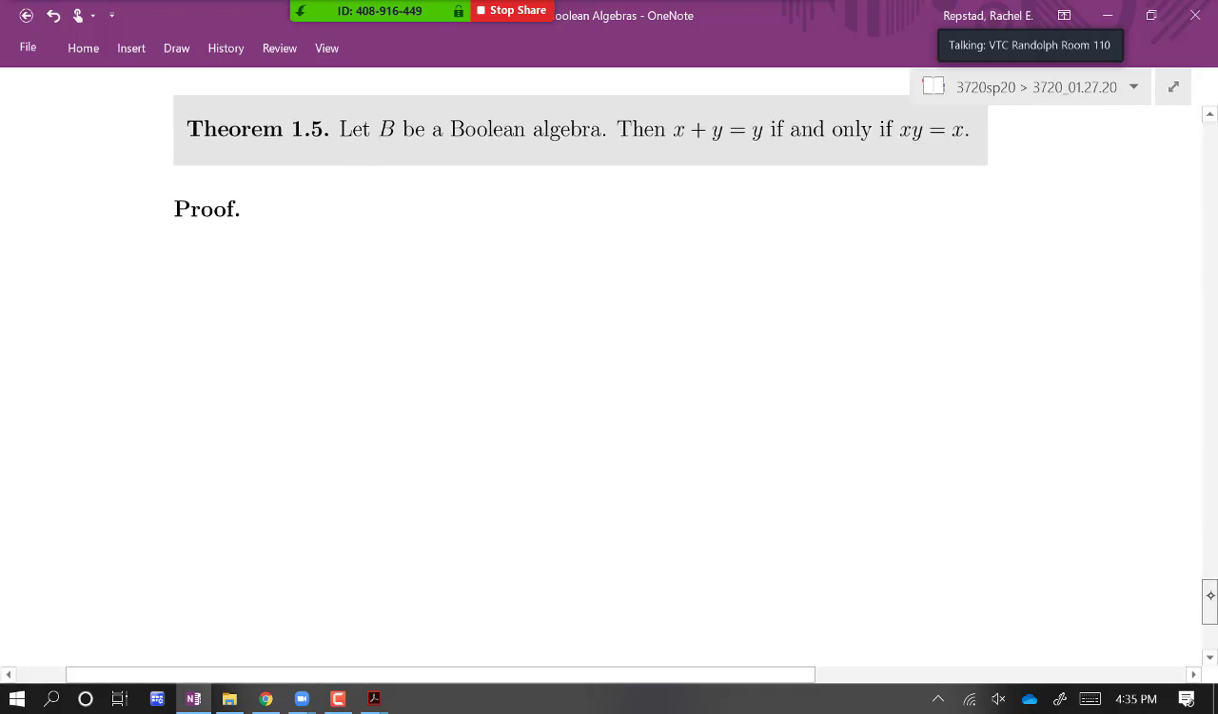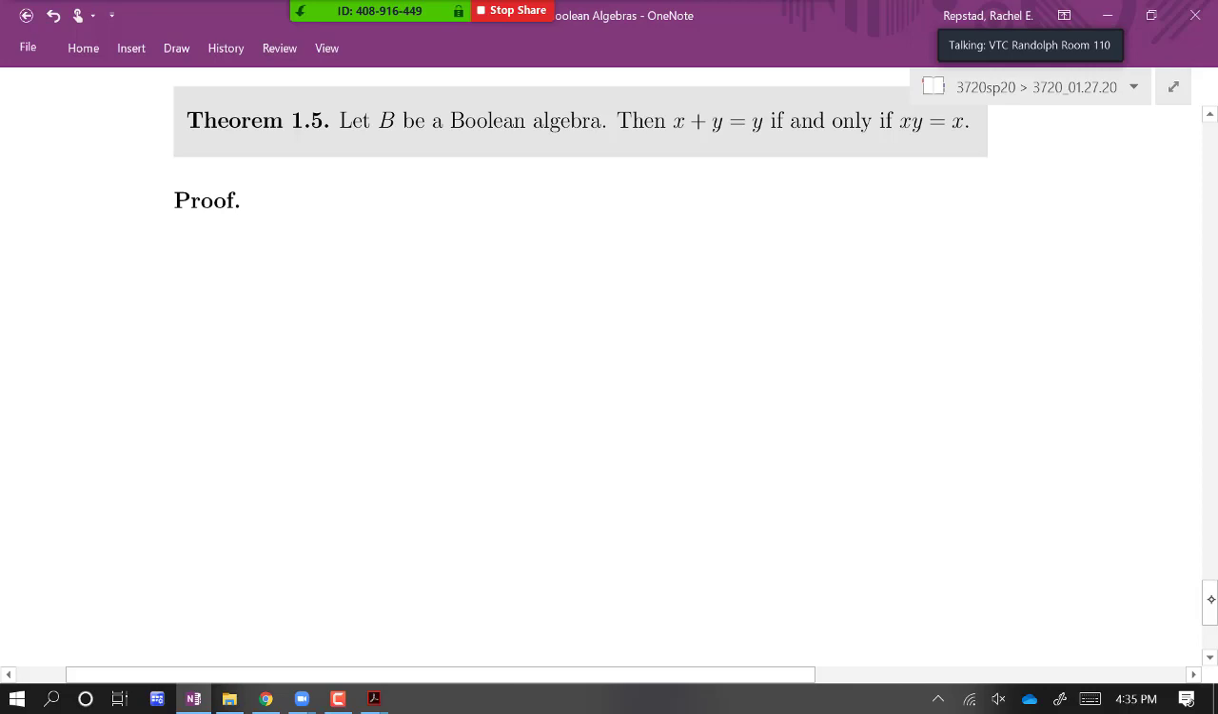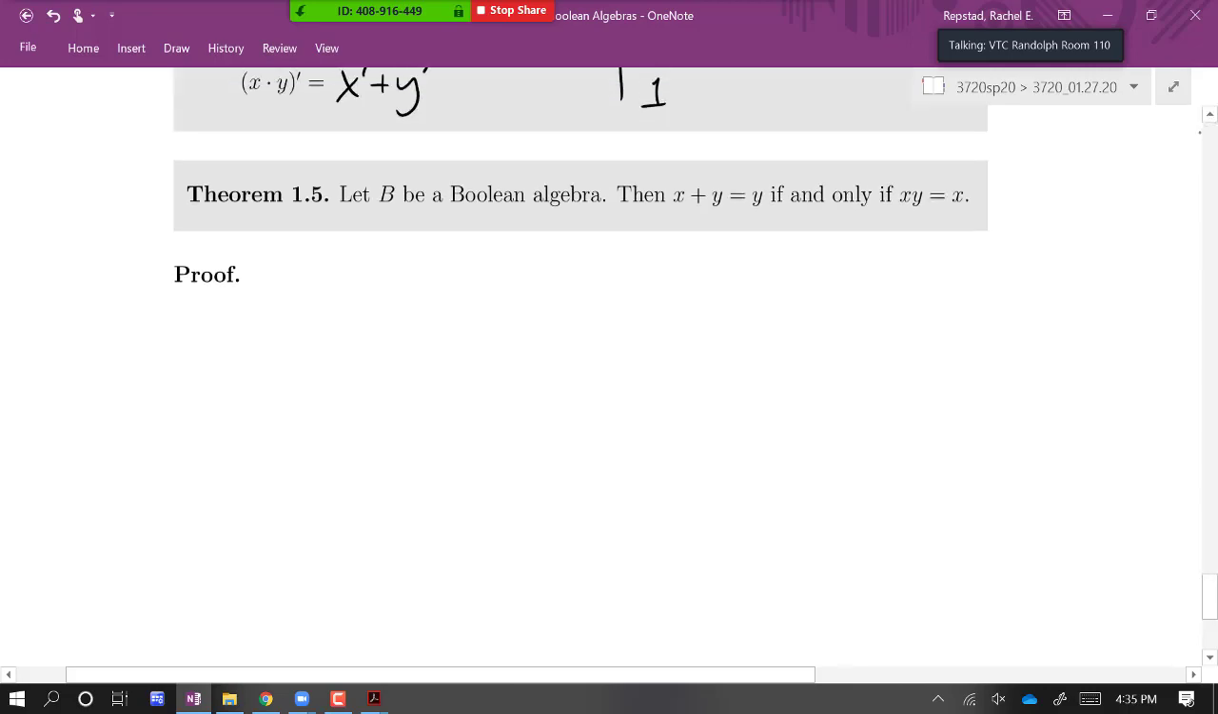We have one more proof to write. So this says we're going to let B be a Boolean algebra, and this one's a great proof. It says then x plus y is equal to y if and only if x times y is equal to x. This is a special, awesome, extra awesome proof because we're going to prove an if and only if, which is also sometimes signified with a double arrow. If you're going to prove an if and only if, you have two proofs to write. You have to write each direction. You have to write that each side of the statement implies the other.